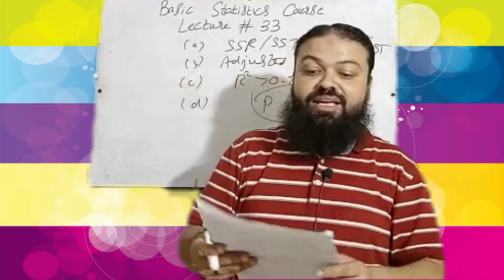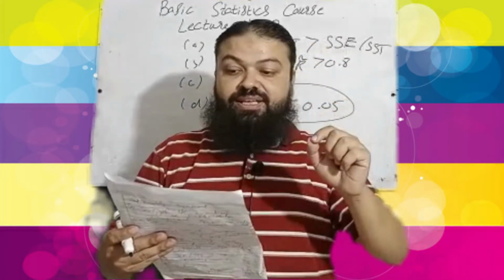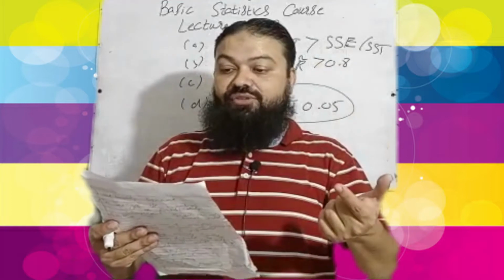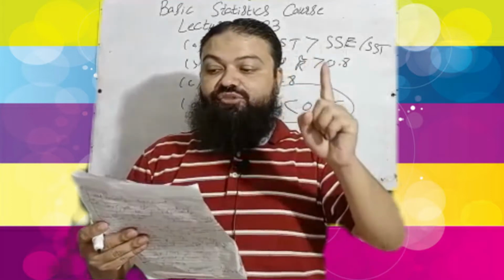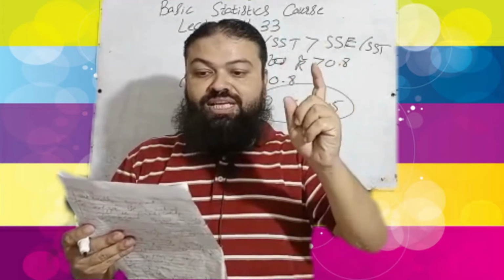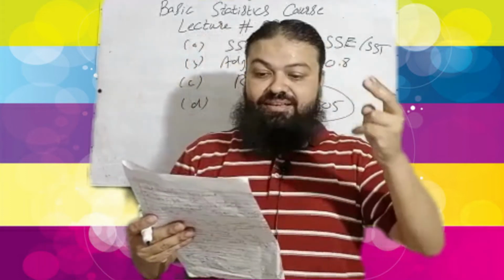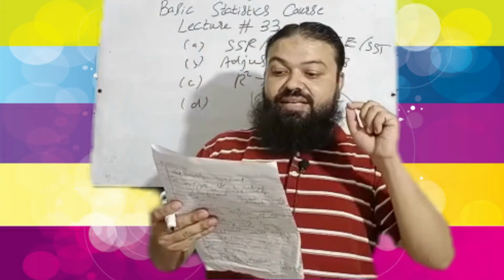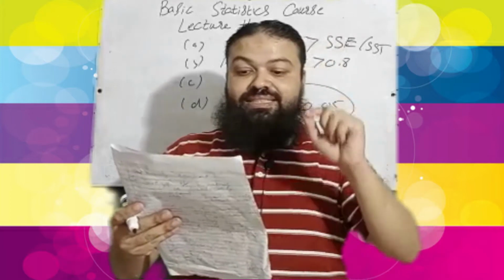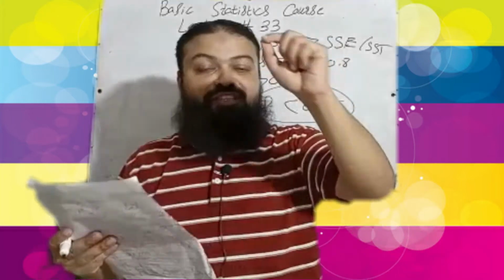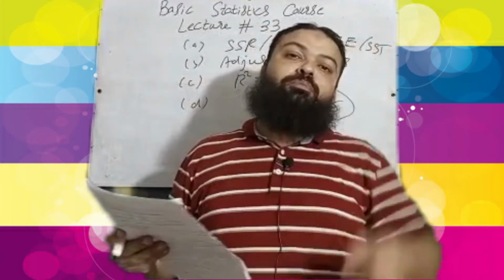Question number 5. A measure of goodness of fit for the estimated regression equation is A, mean square due to regression. Incorrect. B, mean square due to error. Incorrect. C, regression coefficient. Incorrect. D, multiple coefficient of determination. That is the correct option.